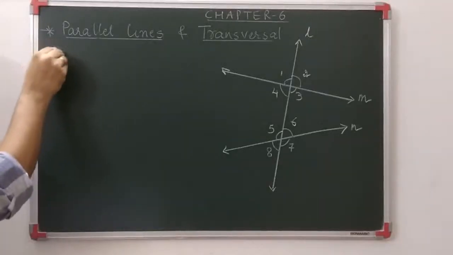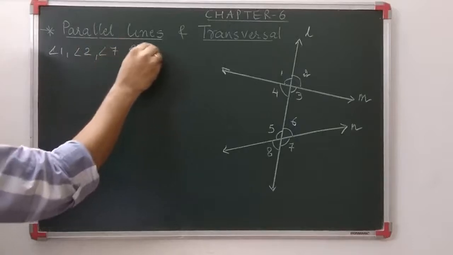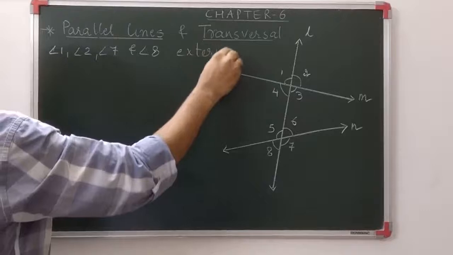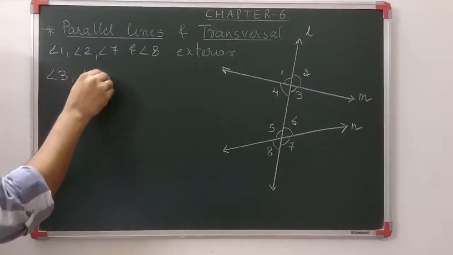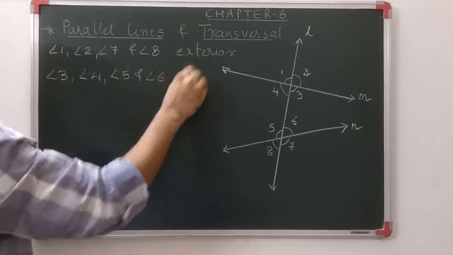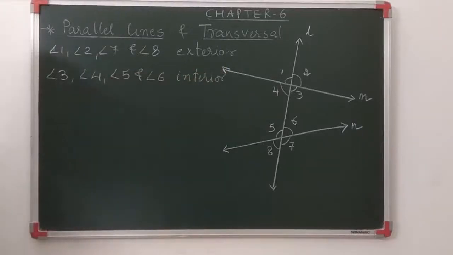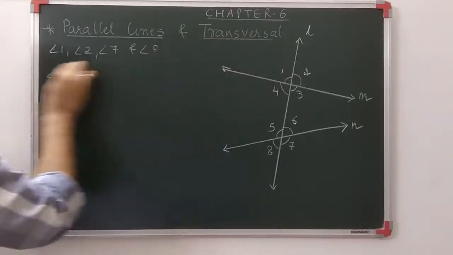In this we can see that angle 1, angle 2, angle 7 and angle 8 are considered to be the exterior angles, while angle 3, angle 4, angle 5 and angle 6 are considered to be the interior angles. Now as we discussed already in the 8th standard, the transversal forms pairs of angles. So let us discuss the types of pairs of angles formed by the transversal.